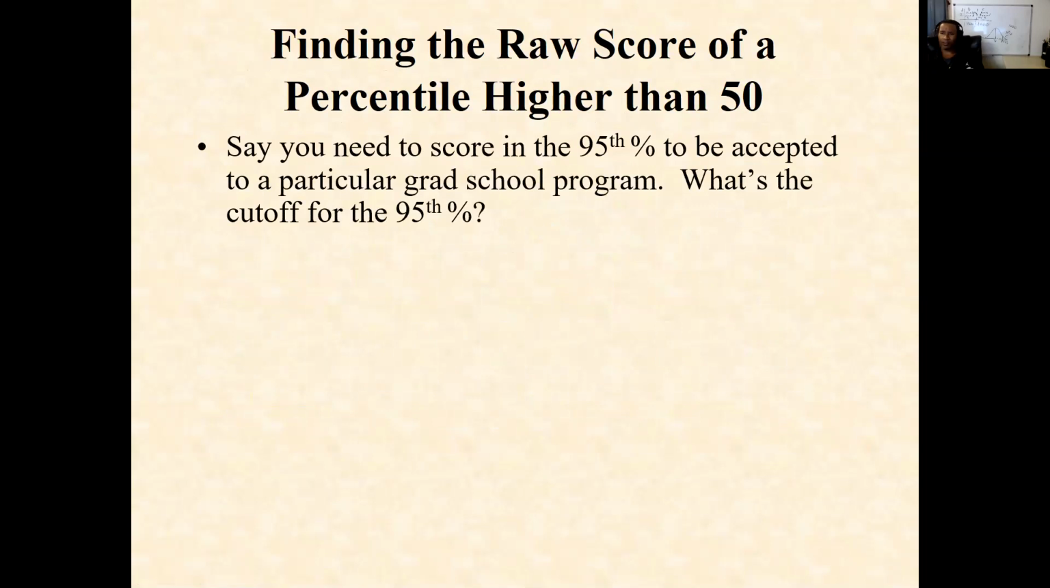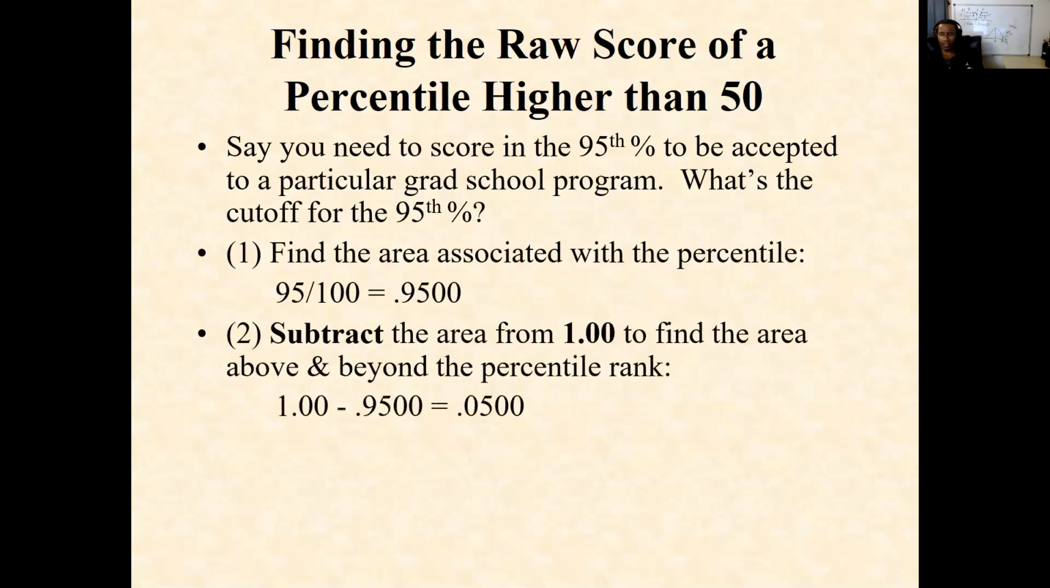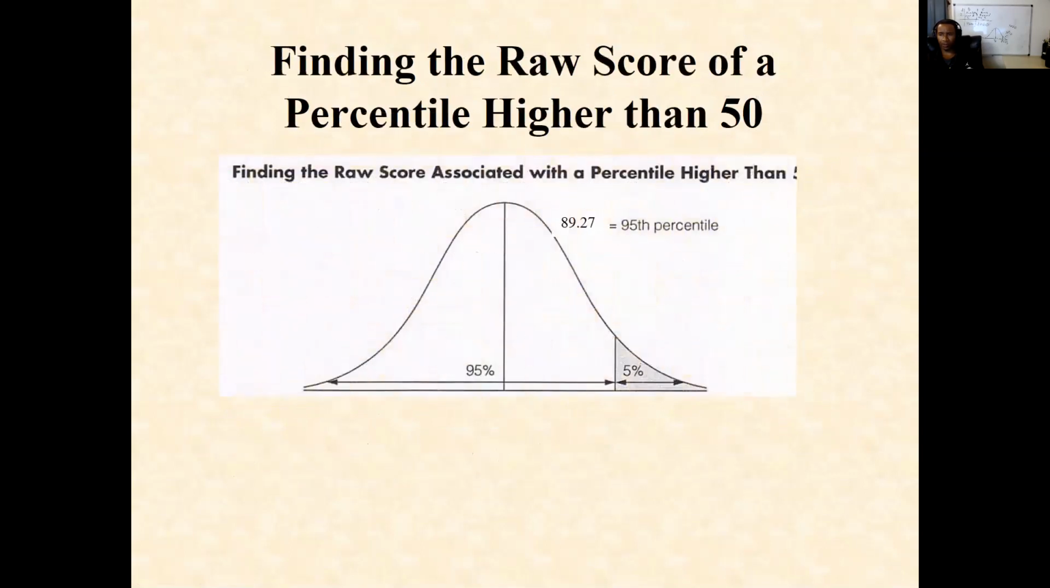We already found how to find the raw score you need to get to be in the top 5% of the distribution. So to be in the 95th percentile, that raw score was, of course, 89.27. So I don't see any point in redoing that here.